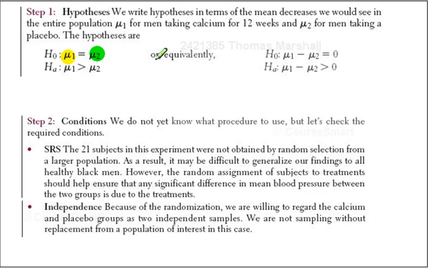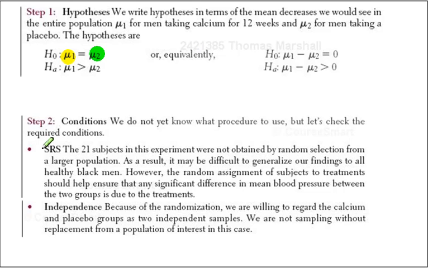So these are actually the same thing. And in this case, the alternative is that we think the calcium mean will be greater than the placebo mean. And that means if we subtracted placebo mean from calcium mean, we get a number bigger than 0. So we're going to assume there's no difference, and we're going to find a p-value, which is going to tell us the probability that I would get a result, a sample statistic, an x-bar that high, if the null hypothesis about mu is true. So that's step 1, just talking about the hypothesis and the population and parameters of interest.